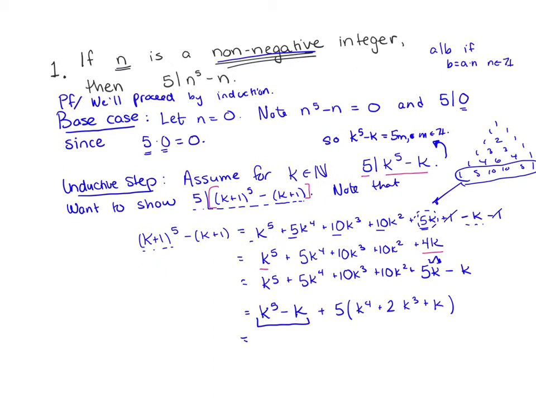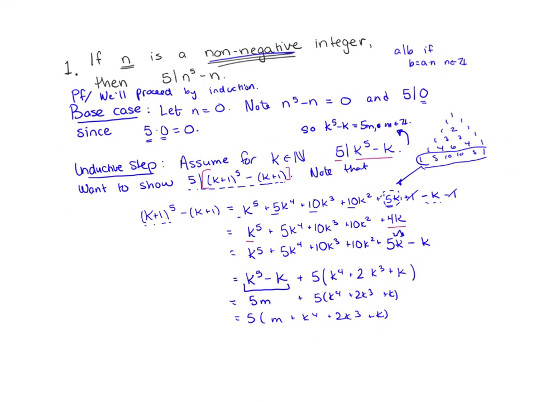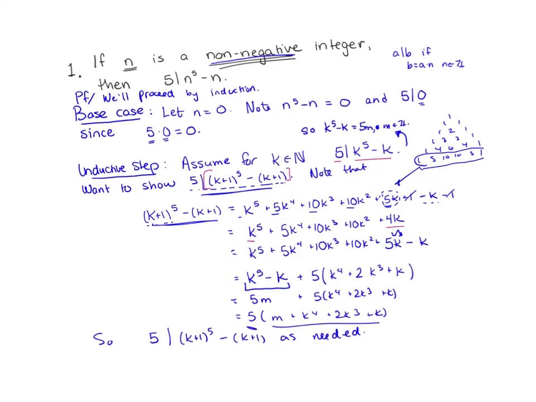So then this we said was equal to 5m plus 5k to the 4th plus 2k cubed plus k. So that's just 5 times m plus k to the 4th plus 2k cubed plus k. Therefore, I showed that this quantity is equal to 5 times some integer. So 5 divides k plus 1 to the 5th minus k plus 1. That's what we wanted to show, so we'll say as needed. And now we'll just write our conclusion sentence.